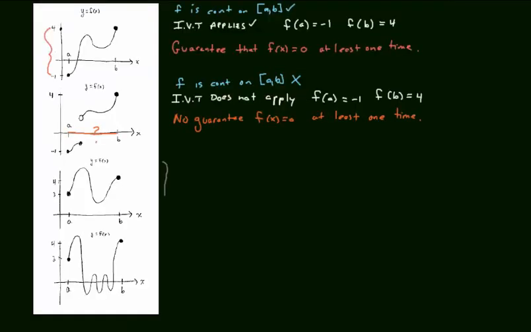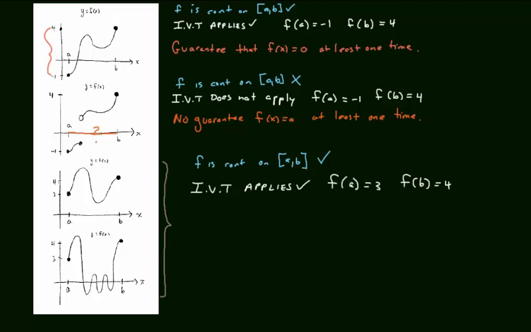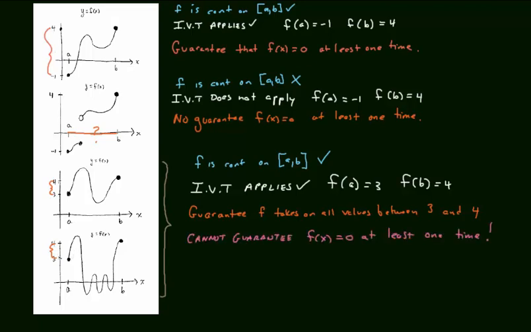In the next two diagrams, f is continuous on AB, true, and the intermediate value theorem applies. And in both cases, f of A is equal to 3 and f of B is equal to 4. And in both cases, the guarantee is that the function will take on all values between 3 and 4. That's the only guarantee. We cannot guarantee that f will have a 0 at least one time.